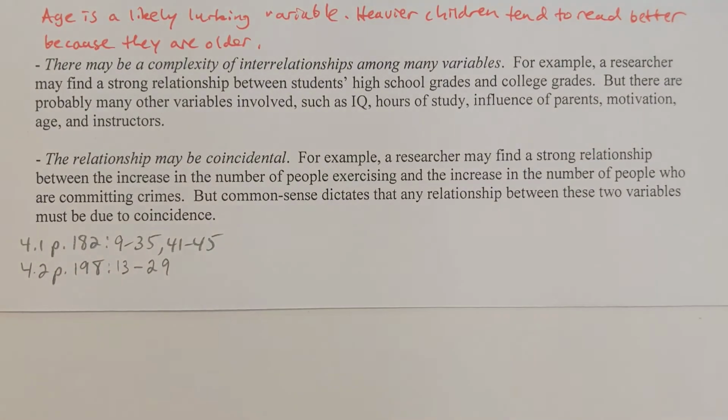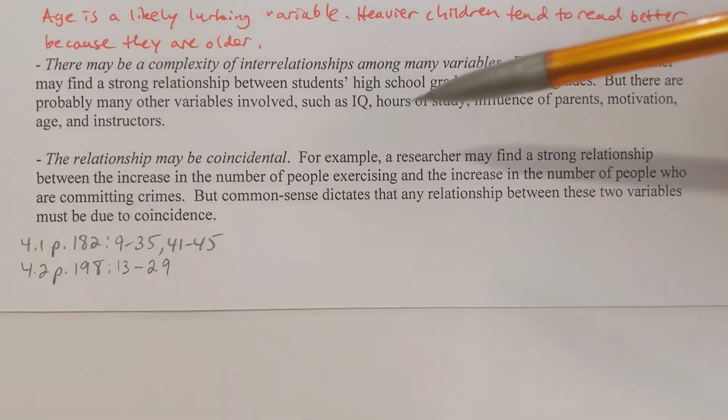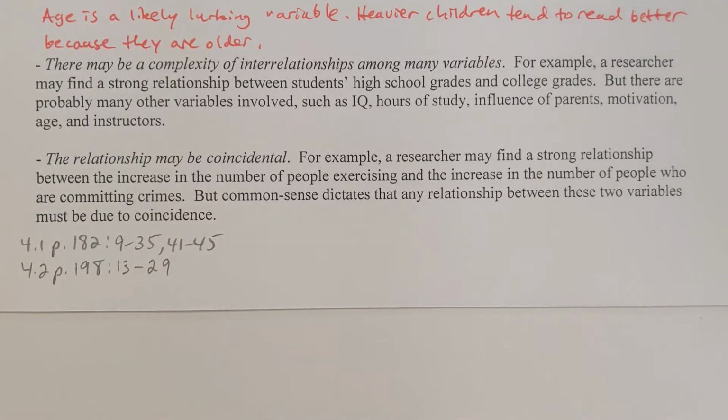There may be a complexity of interrelationships among the variables. So, for example, a researcher may find a strong relationship between a student's high school grades and college grades, but there are probably many other variables involved, such as IQ, hours of study, influence of parents, motivation, age, instructors. Lots of things would be contributing to a student's grade performance.